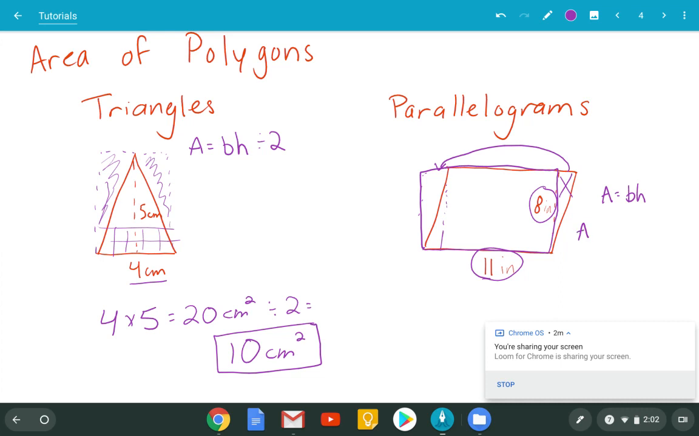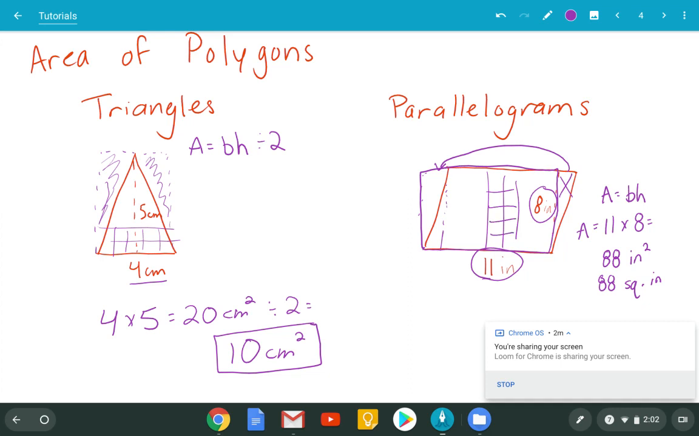So the area of this parallelogram is base, which is 11, times height, which is 8. So our area would be 88 inches squared, or 88 square inches. I will write that as well. And remember, that's because we're trying to find the squares that go into a shape.